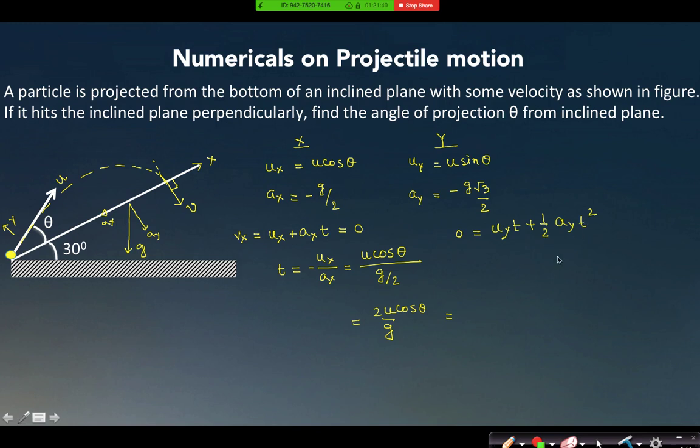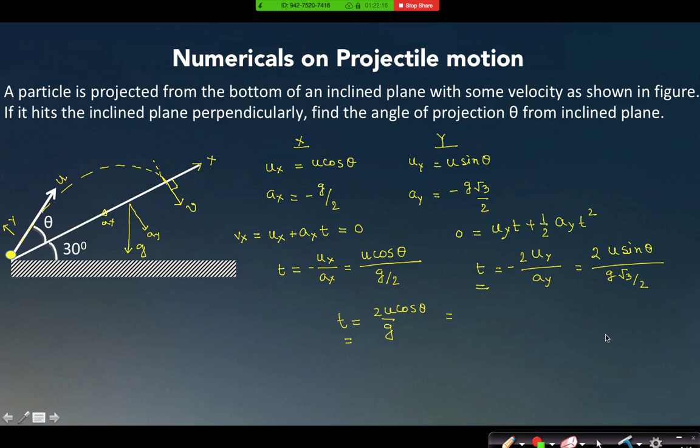can I use it, in the same time the y displacement has become 0? So can I find that the time is equal to 2uy divided by ay? If you put the value of uy, it is u sine theta, and ay is minus g root 3 by 2, so minus minus will get cancelled out. So can I say that these two times, this time and this time, are the same or not?